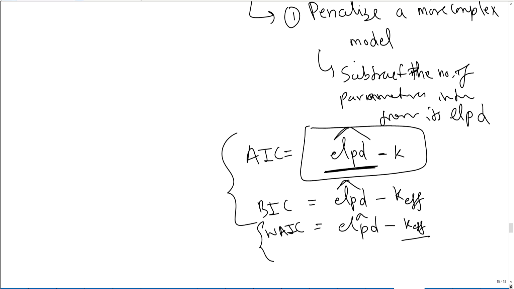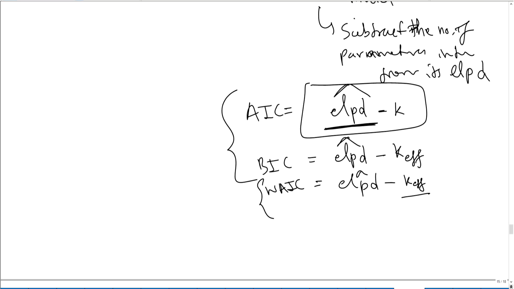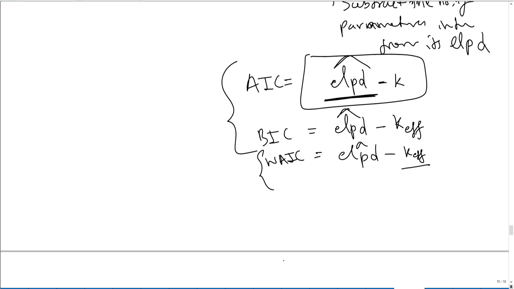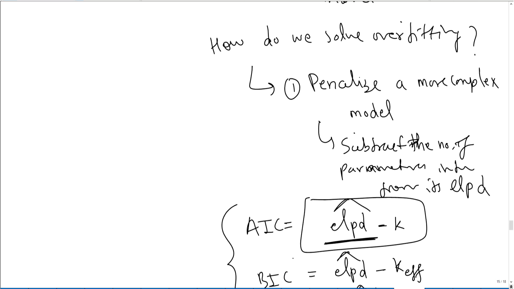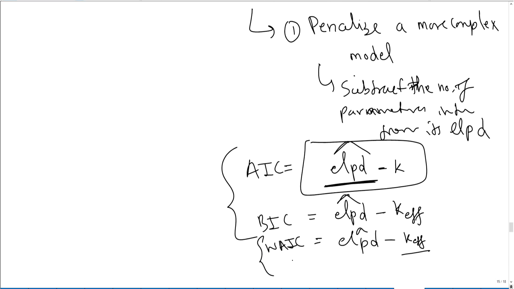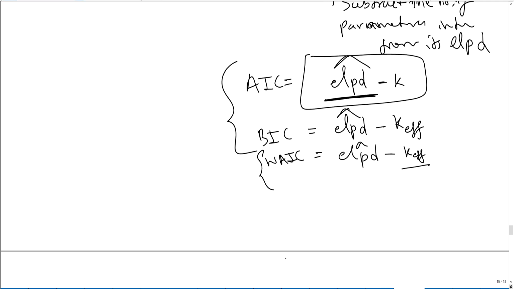You can take a look at these measures in my lecture notes, so you can practice them as well. I have written some code in the lecture notes which you can use to practice how to calculate AIC, BIC and WAIC. But this is only one way to solve the overfitting problem. In all these methods, what we are doing is penalizing a more complex model.